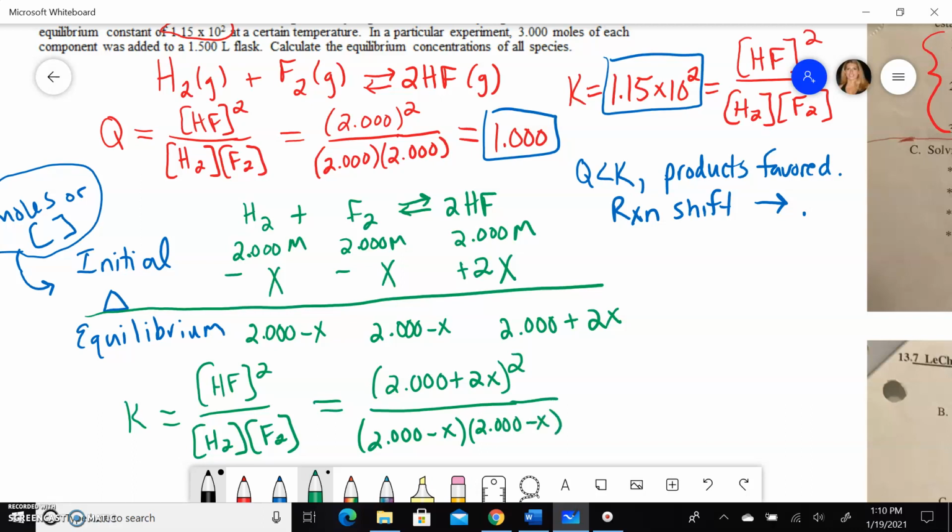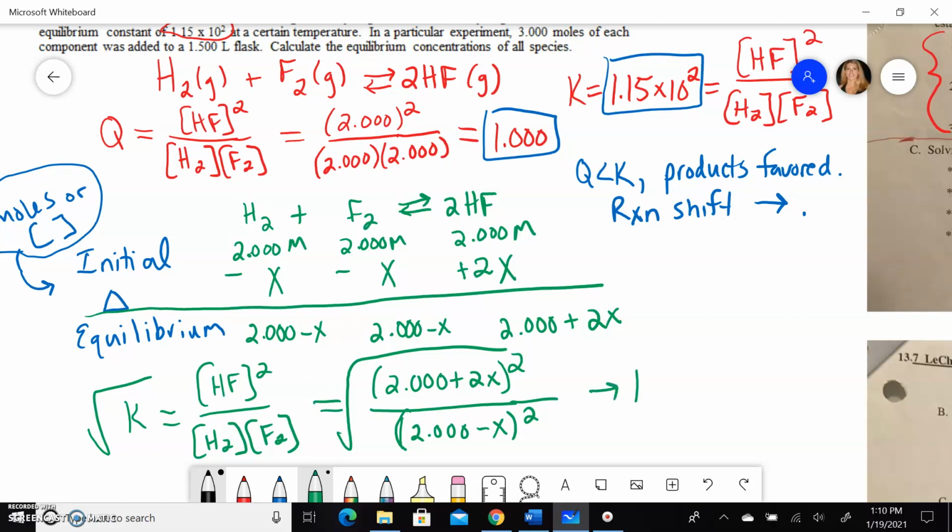And now we have this huge algebra equation. So the first thing I want you to notice is that the bottom of that fraction is 2 minus x times itself. So what I'm going to do is rearrange that and put those two together. Because now both the top of the fraction is squared and the bottom of the fraction is squared. So what we can do is go ahead and square root this whole thing and square root K, don't forget to do both sides, and that will get rid of the squares.